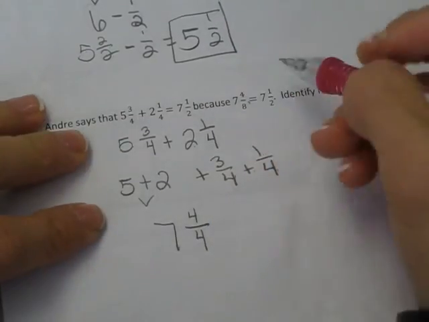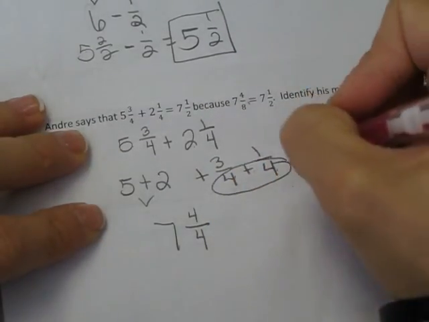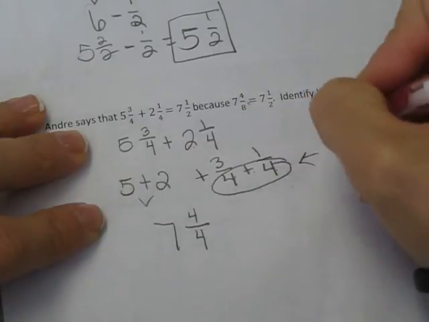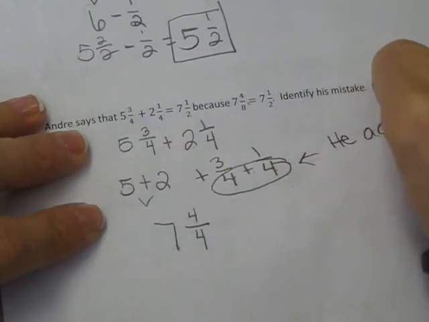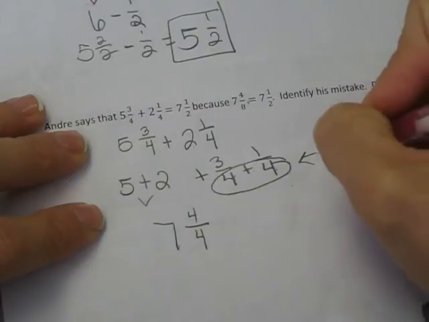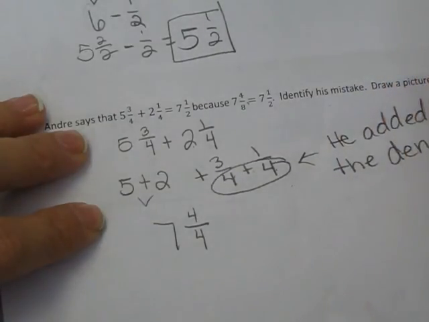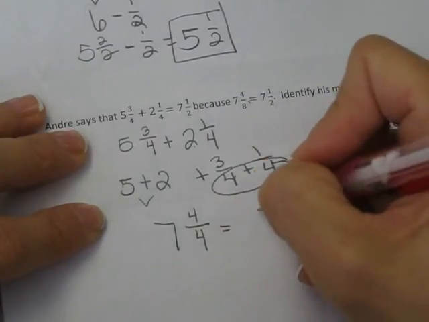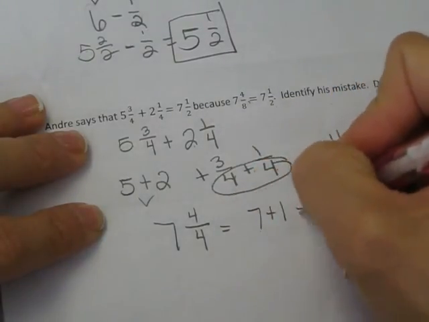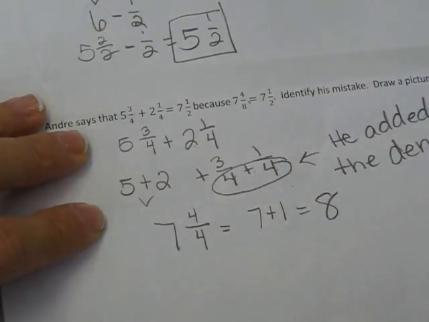So his mistake was he added the denominators. And we don't add denominators, so his answer should have been 7 plus 1, which is 8. You do not add the denominators.